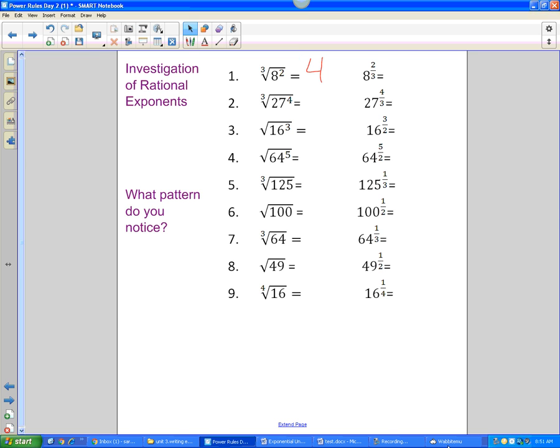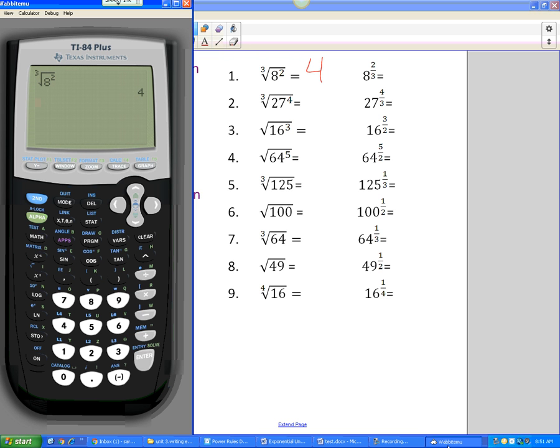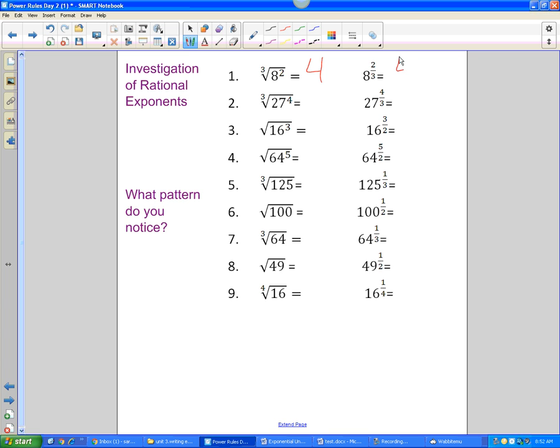I also want you to type in the calculator 8 to the 2/3. So now we're going to type that in. 8 to the 2 divided by 3. 8 to the 2/3, and press enter. What is that giving you? 4. Okay. All right, we're going to do a couple more together, and then I'll let you keep going.